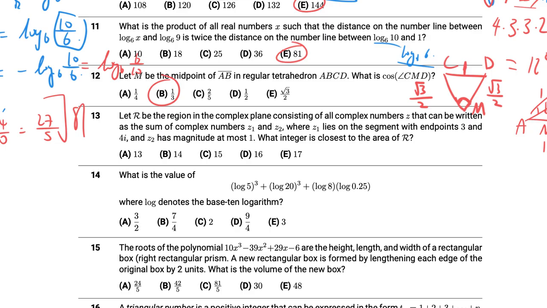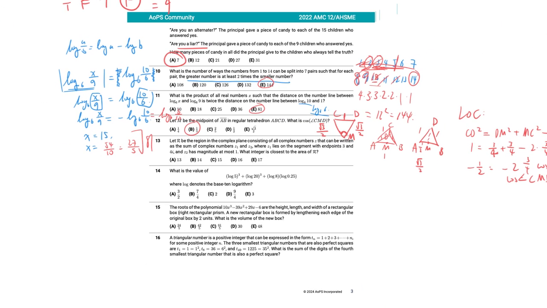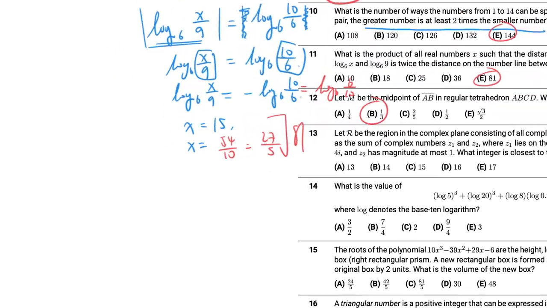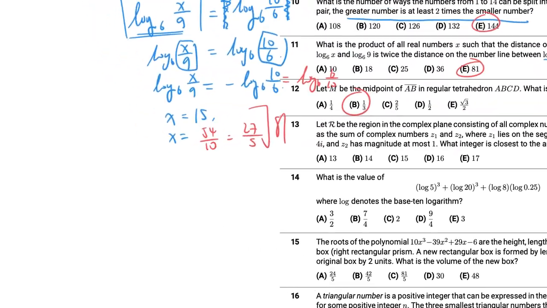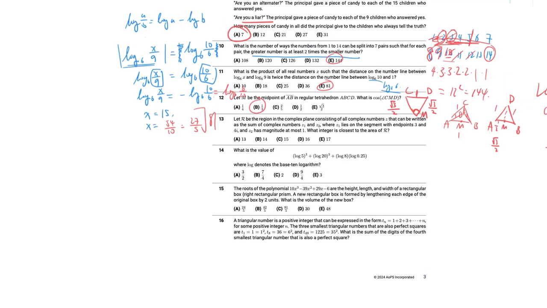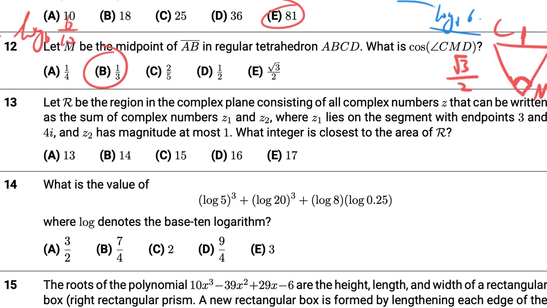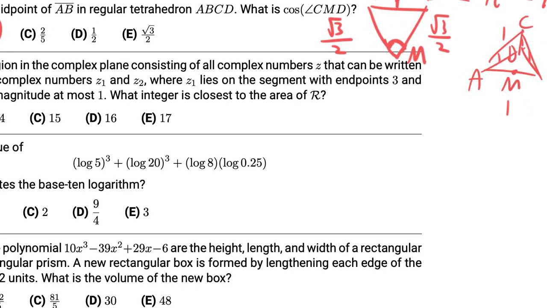Alright, R is the region in the complex plane of all complex Z that can be written as the sum of complex numbers Z1 and Z2, where Z1 lies on a segment with endpoints 3 and 4i, and Z2 has a magnitude. Okay, so we know that. Let me find some space. We'll just do it here. So Z1 lies on this segment with endpoints 3 and 4i. Oops, that's very small.